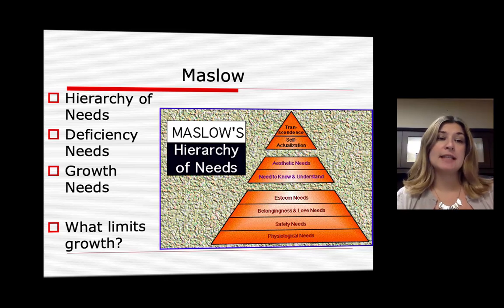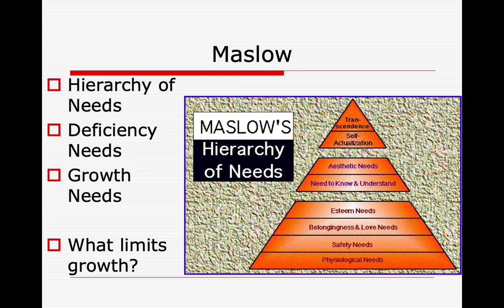The deficiency needs are the lower needs on the pyramid. These must be met before they can move to the higher levels. As you can see, the first four deficiency levels include the physiological needs like hunger, thirst, bodily comforts, then safety and security needs. Belonging and love are being affiliated and accepted by others. Esteem is to gain approval and recognition.